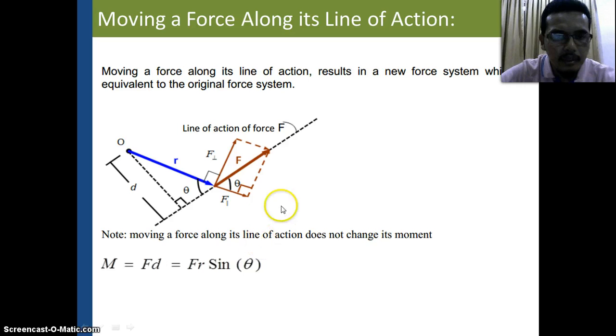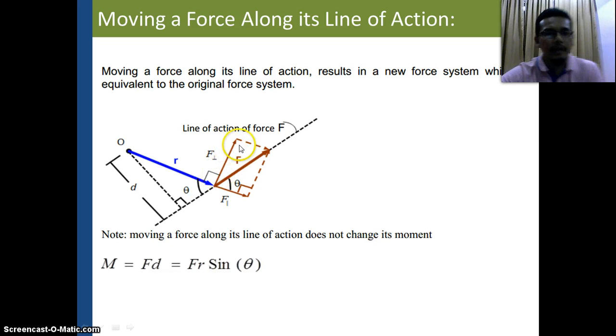Okay, same thing here. If you want to use this R, you need to find this F component. You can see the perpendicular F here. You can get this F by using this angle. For example, this one is F sine theta. So for the moment, if you are using R instead of D, it is R multiplied by F multiplied by sine theta, because we need to find the magnitude of the F here, this line, because this line is perpendicular to this R. So this F prime, for example, is multiplied by this R.